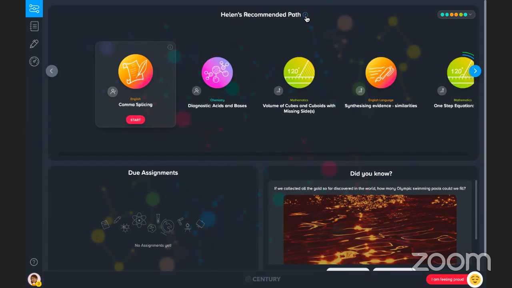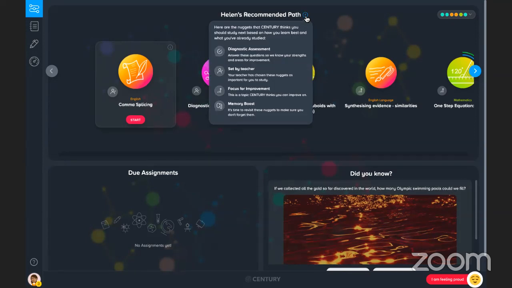Now, if you want to see why a nugget is recommended to you, you can click on this symbol up here. So then it will tell you if you're seeing a nugget because it's a diagnostic, which is a bit like a quiz to work out what's a good starting point for you within that subject. Or the nugget could be chosen by the AI, so chosen by our artificial intelligence as something that you need to focus on to improve. It could also be a memory boost. So that's a little bit like a revision nugget, something that you have done before, but it's time to try again, see if you still remember how to do it.